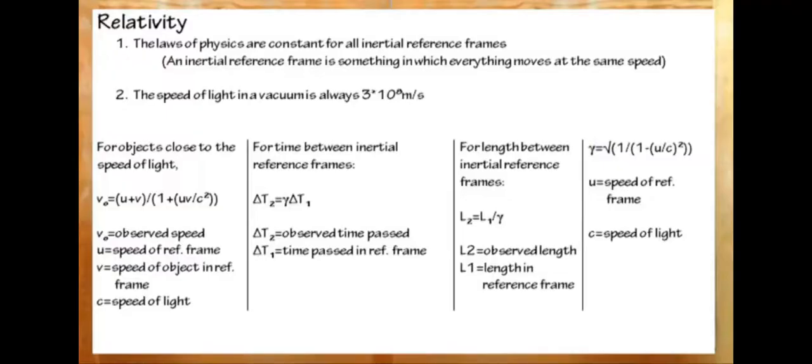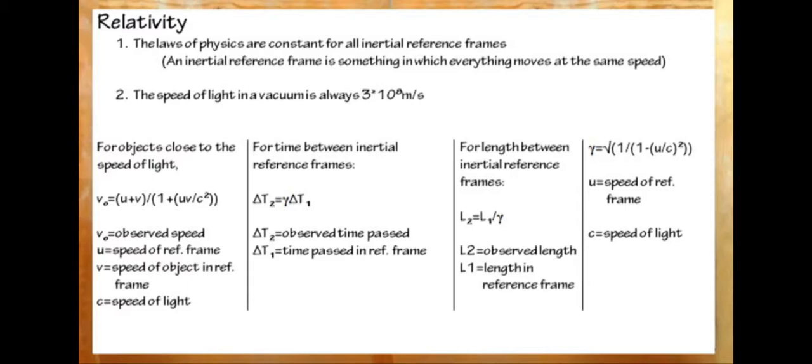Okay, to recap, the laws of physics are constant for all inertial reference frames. An inertial reference frame is just something where everyone's moving at the same speed, like the Earth or a train. The speed of light in a vacuum is always 3 times 10 to the 8th meters per second. Nothing goes faster than that to our knowledge.